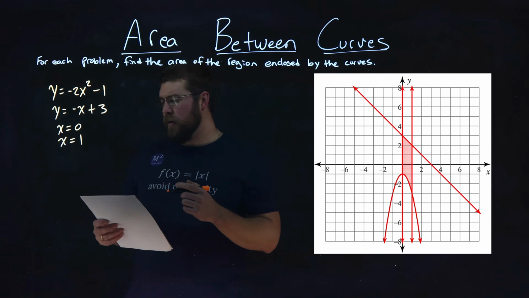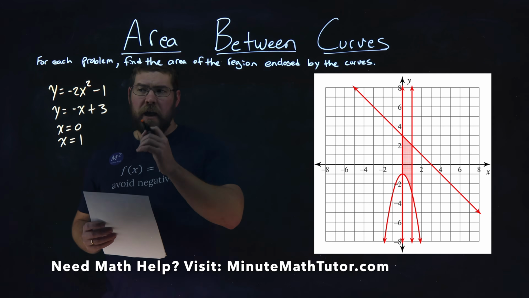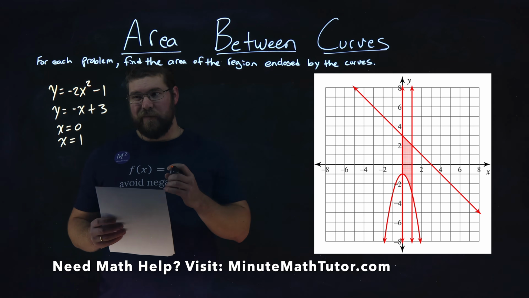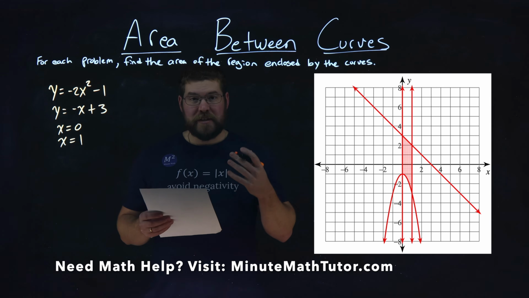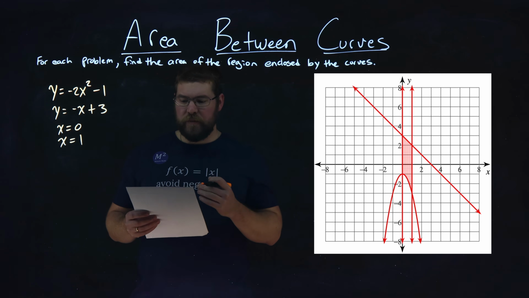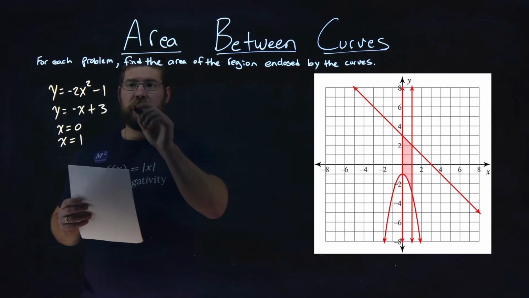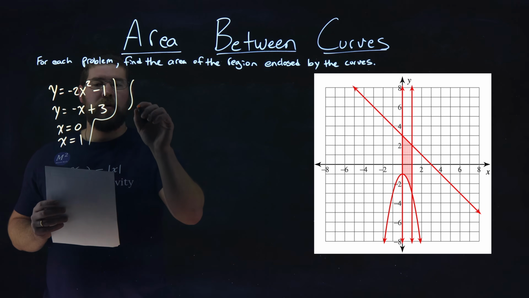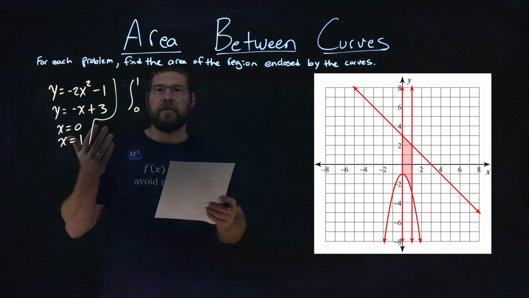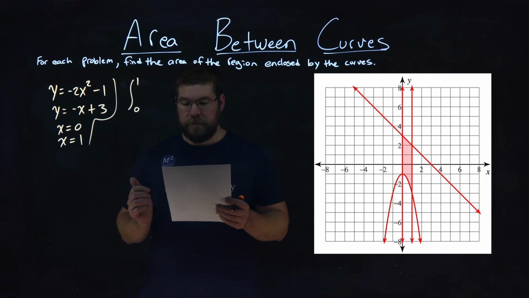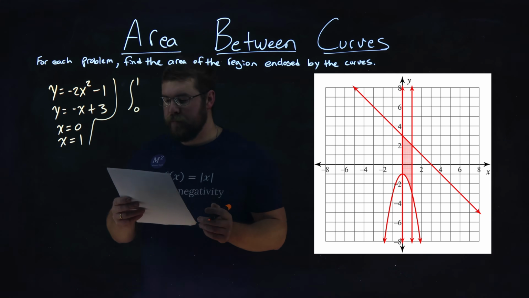We're given this problem right here. y equals a negative 2x squared minus 1, and y equals a negative x plus 3, x equals 0, and x equals 1. And we want to find the area between these curves. Okay? Well, we clearly see it's between 0 and 1 with our x values. So to set up this integral, we're integrating from 0 to 1. And we want to find the upper equation and subtract it by the lower equation. Well, our upper equation is the second one, negative x plus 3.